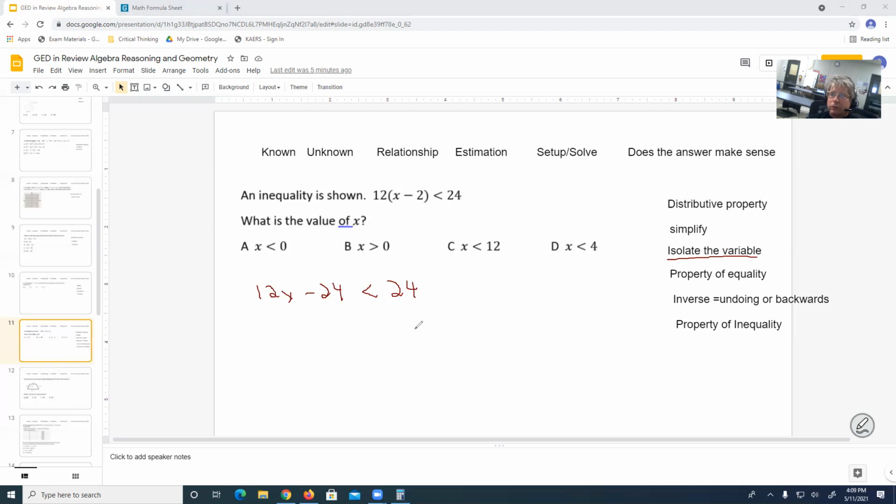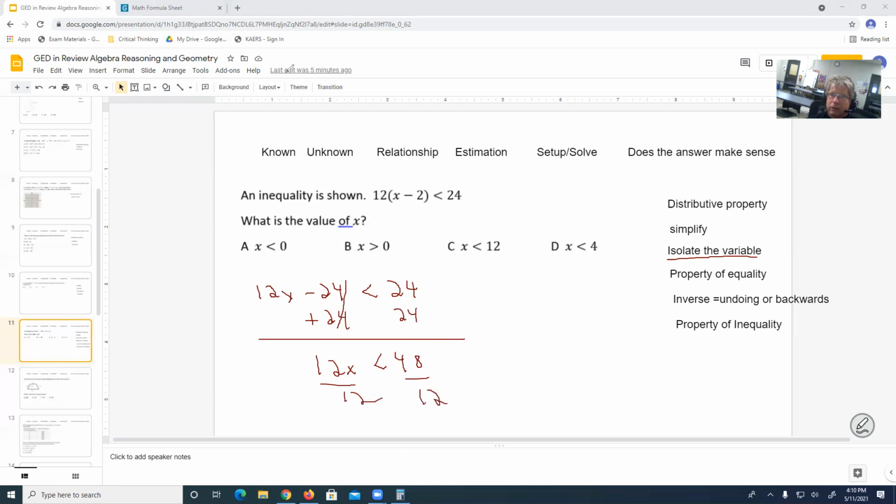So our next move is to get x by itself. This is where I can treat this like a property of equality. The property of equality says I'm allowed to get x by itself by getting rid of the subtraction first, but I have to use the inverse, or undo subtraction by adding a 24 here, as long as I add a 24 to the other side of the inequality. So then I rewrite my new inequality. These will zero out. That leaves me 12x is less than 48. And then to get x by itself, since this is multiplication, we're allowed to divide each side by 12.